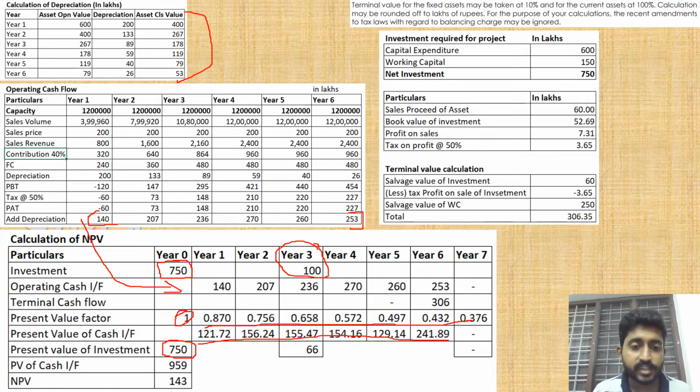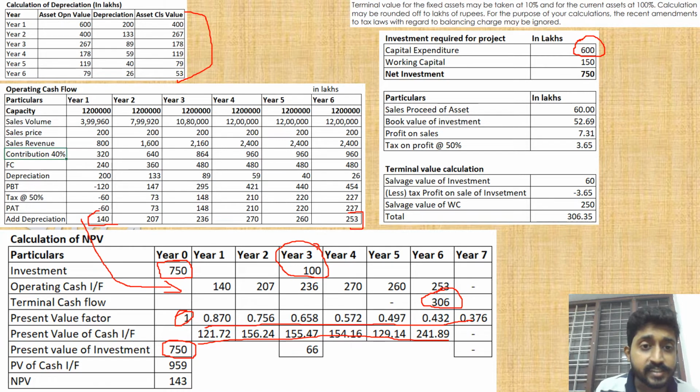Next, the most important thing is the terminal cash flow. This is where mistakes will most likely happen. What is terminal cash flow? The project life is 6 years. At the end of 6 years, we have to think as if we are liquidating the asset and liquidating the working capital. Now we are seeing what the asset value is. 600 lakhs of asset we have bought.